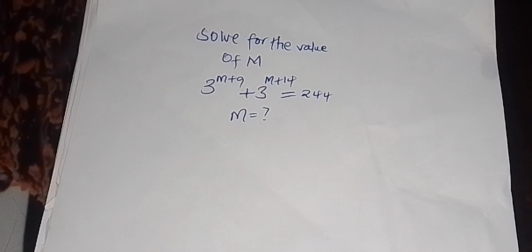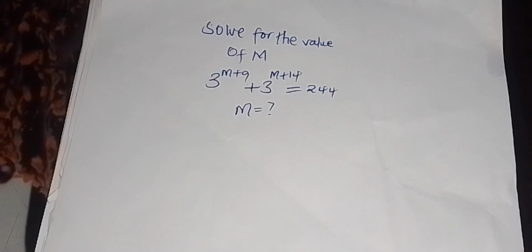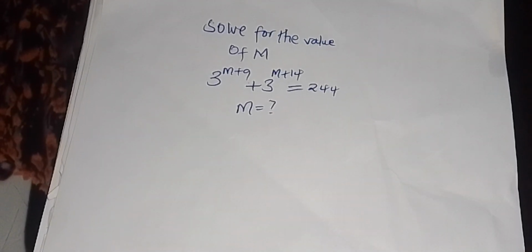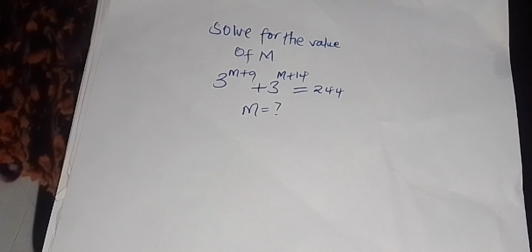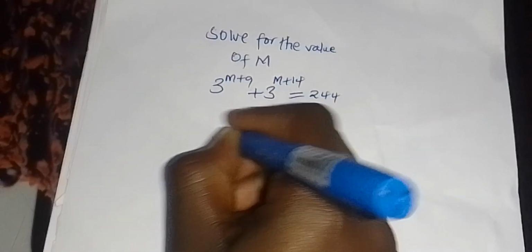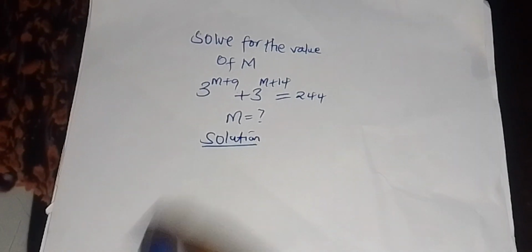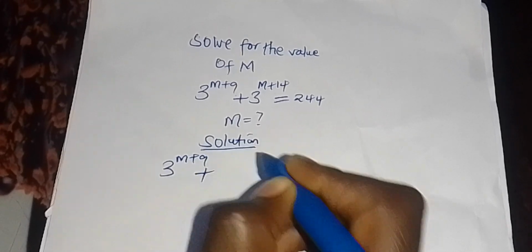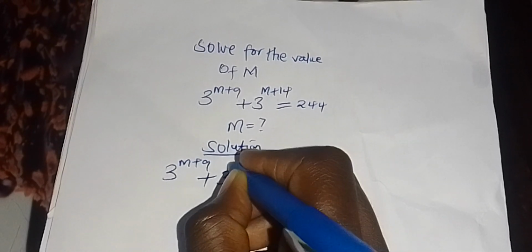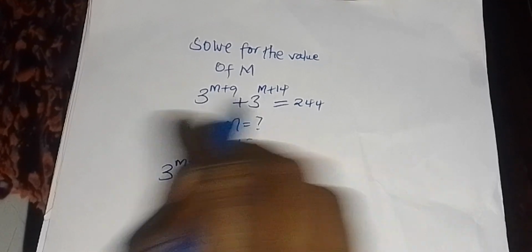Given this exponential equation, we have 3 raised to power m plus 9 plus 3 raised to power m plus 14. This is supposed to give us 244. So what is the value of m? Solution. Okay, so we have 3 raised to power m plus 9 plus 3 raised to power m plus 14. This is supposed to give us 244.